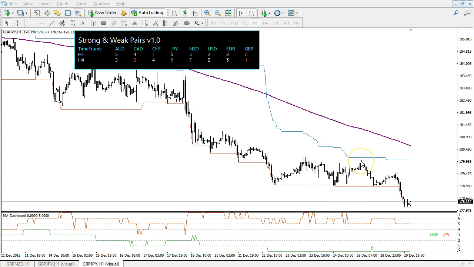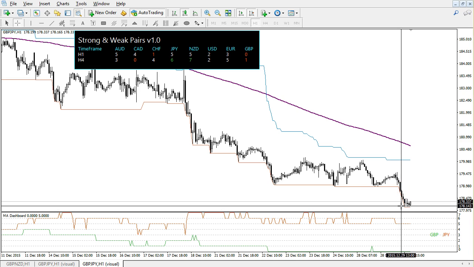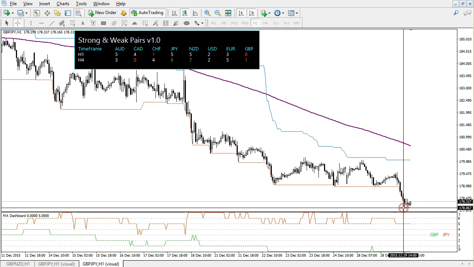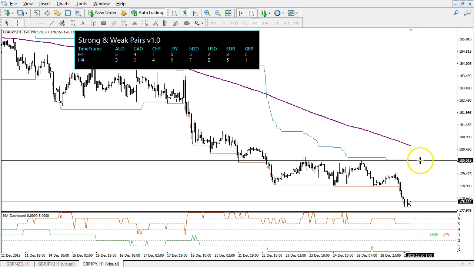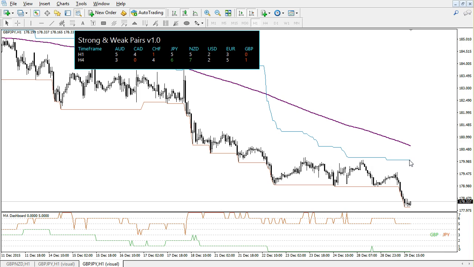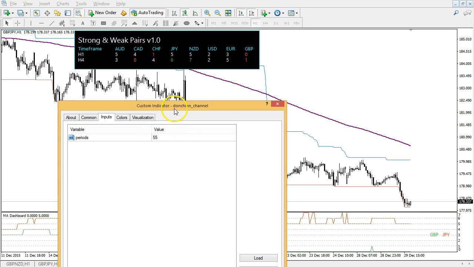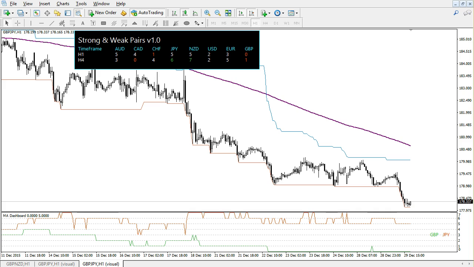I'm using the strategy of the channel. So what we will do, we will go short when the price breaks out this lower line, and the stop loss will be in the higher channel. This is a Donchian channel, and the period here I have is 55. So let's run the test and we see how we can use the indicator.